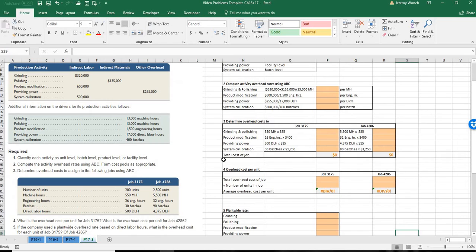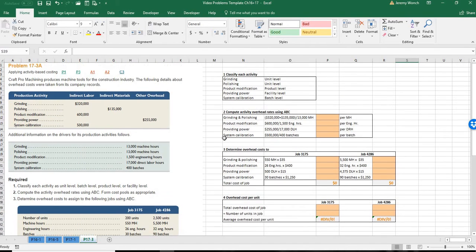For part 2, it says compute the activity overhead rates using ABC. Form cost pools as appropriate. It's identified 5 different activities, but if we look at the drivers, there are actually 4 different drivers, because grinding and polishing both are driven by machine hours. So we're going to have grinding and polishing be one activity, then product modification, providing power, and system calibration.